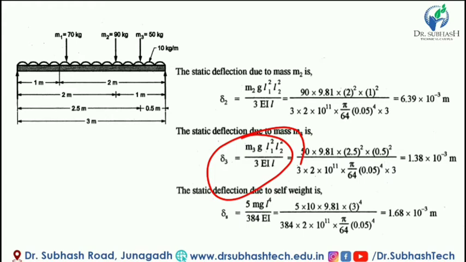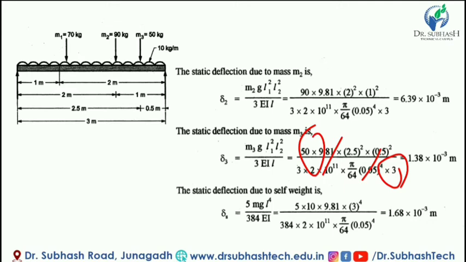Here L1 for rotor 3 is 2.5 meters, and L2 is 0.5 meters for rotor 3. The total length we know is 3 meters, and the moment of inertia and E value are the same for all deltas. The mass of rotor 3 is 50 kg, and we get the value of delta 3.